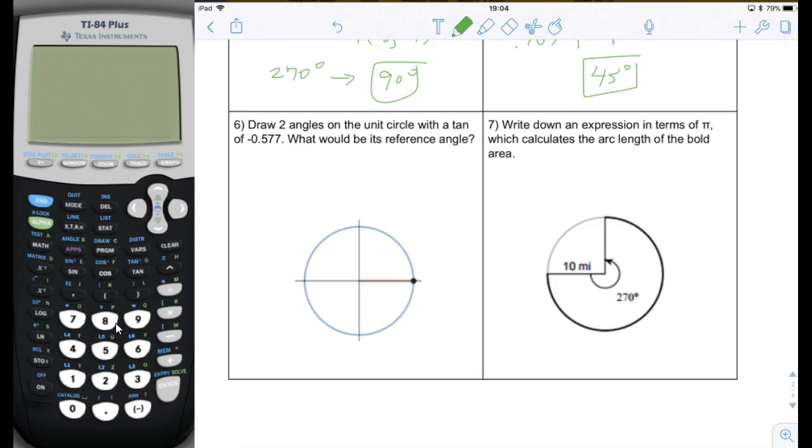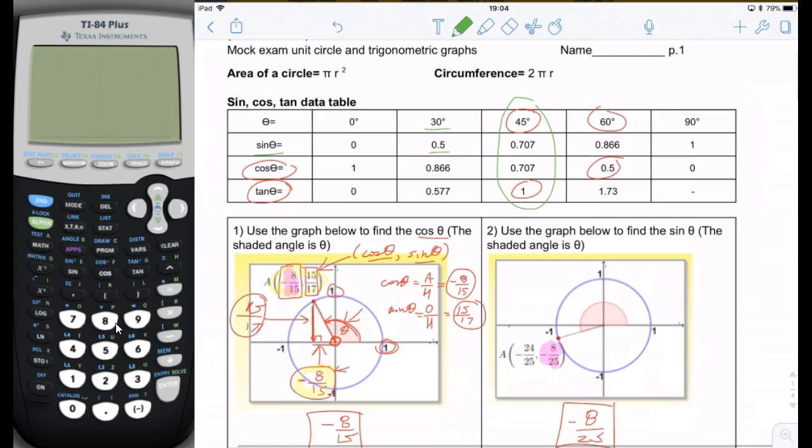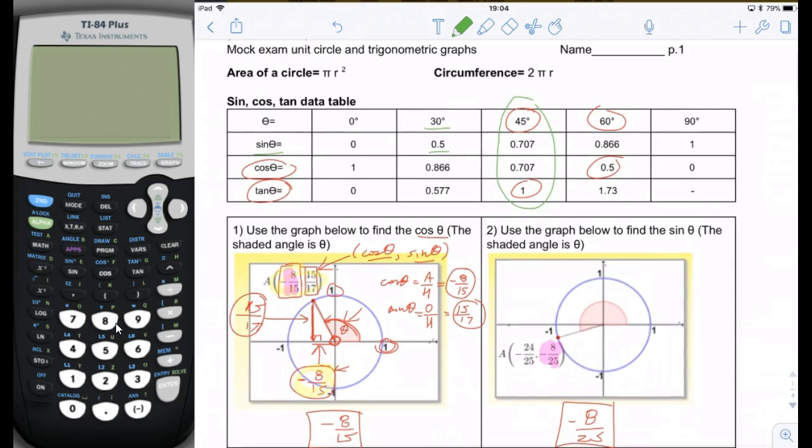Number 6. Draw 2 angles on the unit circle with a tangent of -0.577. What would be its reference angle? Let's go back and see when the tangent of an angle equals 0.577. Oh, it happens at 30 degrees. So whatever triangles we're going to draw, they have reference angles of 30 degrees.